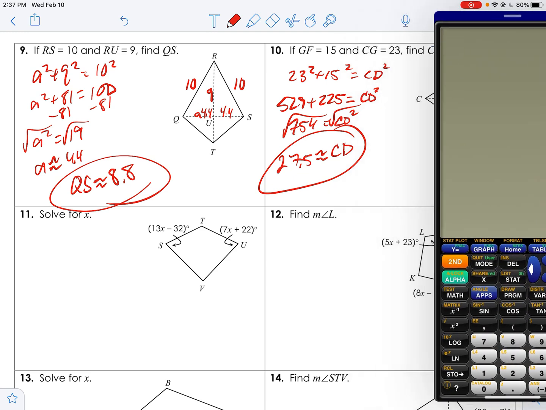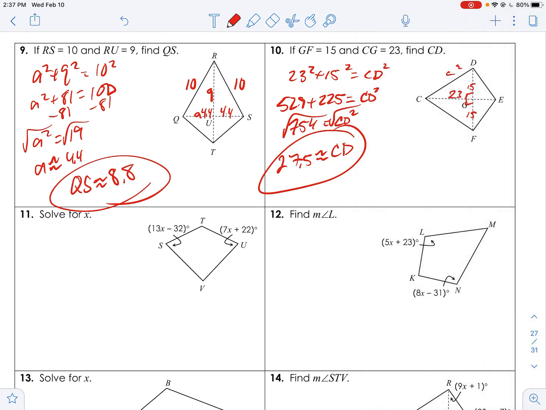27.5. That's what we're looking for. Cool. Angle stuff. Solve for x. All we've got to do is solve for x. And what we know about those angles is they're congruent, because this and that and this and that, and the angles between the sides that are not congruent are congruent.